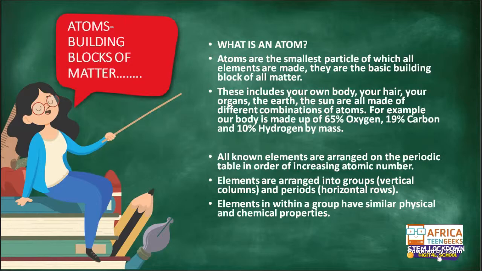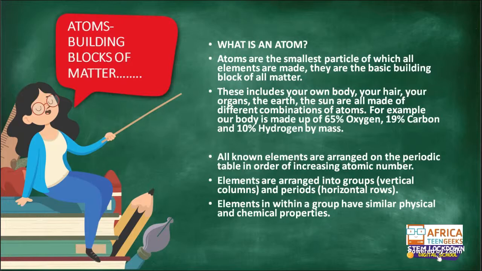the sun, are all made of different combinations of atoms. For example, our body is 19% carbon and 10% hydrogen by mass. So you see, our body is just made of matter, of which the atom is the basic building block.